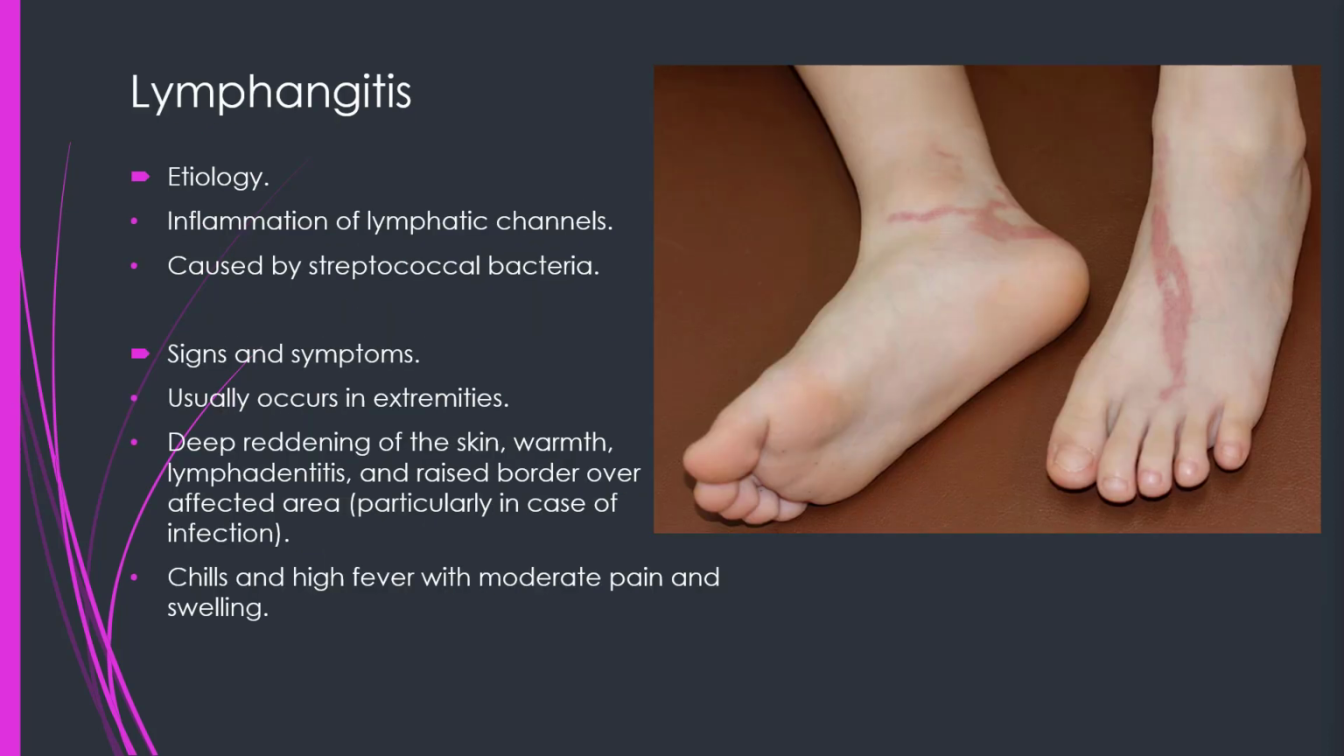Lymphangitis. This is an inflammation of the lymphatic channels caused by a bacterial infection. Signs and symptoms usually occur in the extremities. There is deep reddening of the skin, warmth, inflammation in the lymphatic tract, and raised borders over the affected area, particularly in the case of an infection. Chills and high fever with moderate pain and swelling are noted.